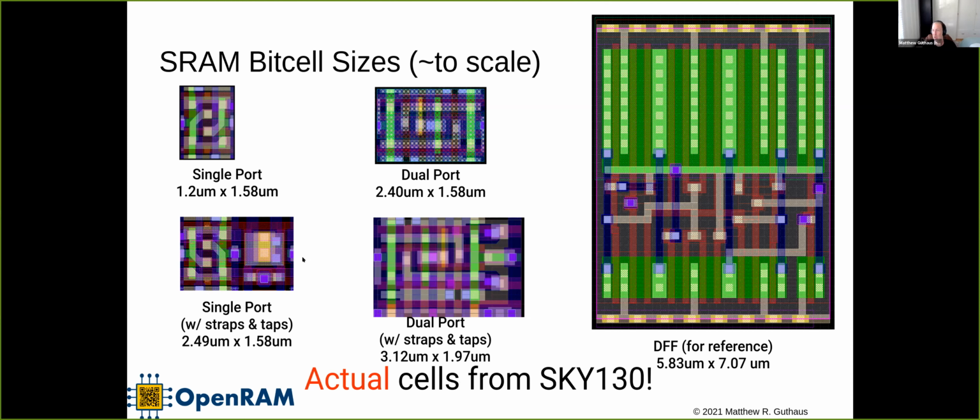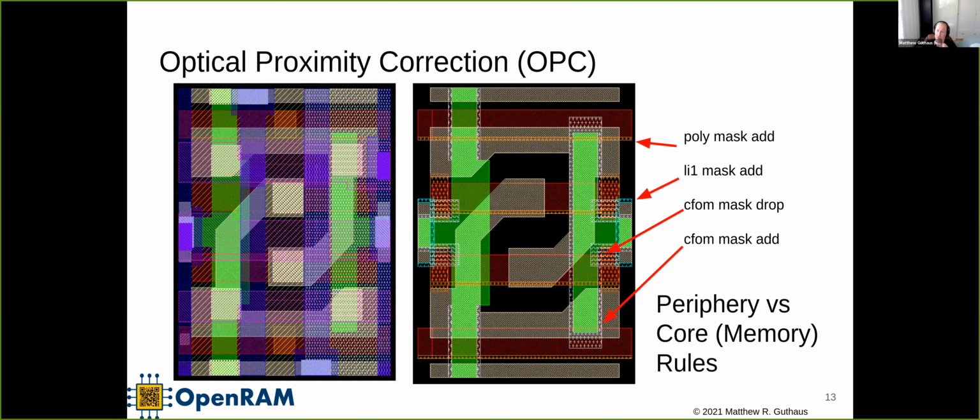It's a little bit bigger with the overhead of these other parts, but it's still much, much smaller than a DFF. You still get 5x reduction in area for the array. And you can see here the OPC that comes with it. They basically do it for the single port bit cell.